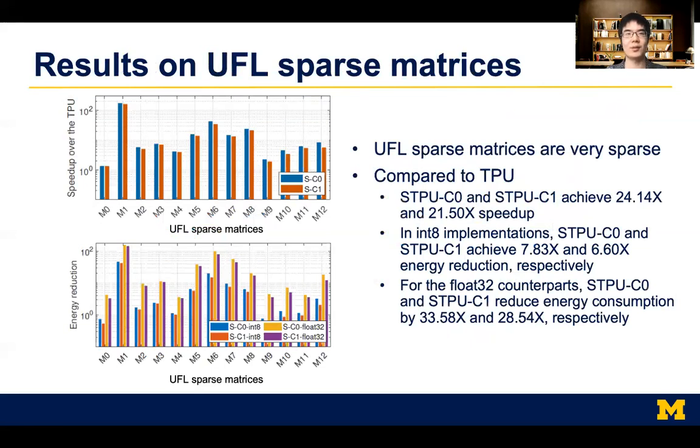We also show the speedup and energy consumption on the UFL sparse matrix dataset because UFL datasets are usually very sparse, with density smaller than 0.1%. So STPU achieves more than 20 times speedup. In integer implementation, STPU achieves more than 6 times energy reduction. In floating point implementation, a better result can be expected. STPU achieves more than 28 times energy reduction.